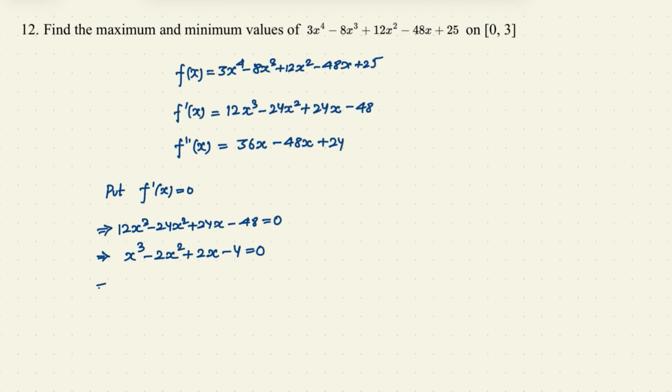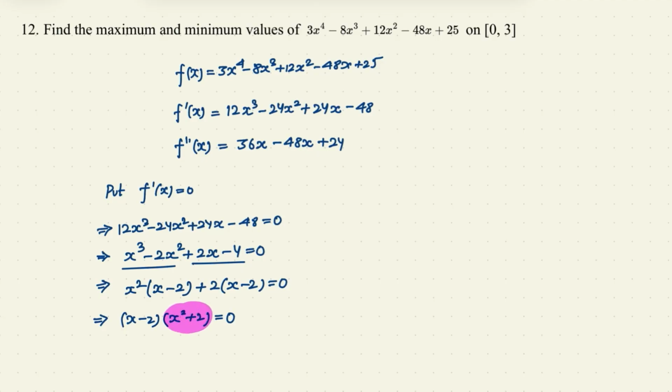So let us factorize here by taking x square common from these two terms. Then I'll have x minus 2, and taking 2 common from these two terms, then I'll have x minus 2 equals 0. So here we will have (x minus 2) times (x square plus 2) equals 0. Now here if you notice, from this x square plus 2 we will get imaginary roots, which we will not be requiring. So we will get the real roots from this x minus 2 only. So here we get the real value of x as 2 only. So this 2 is the critical point.